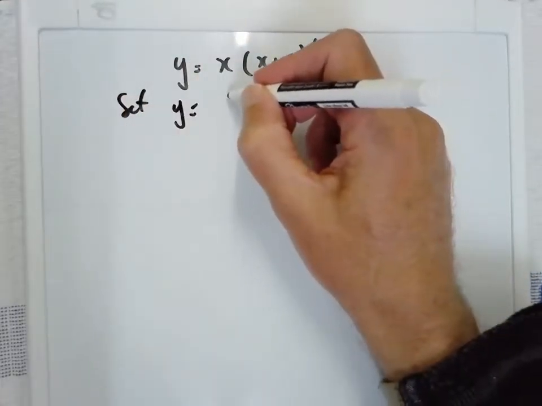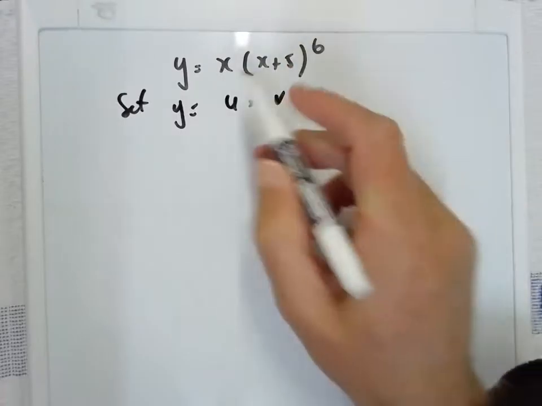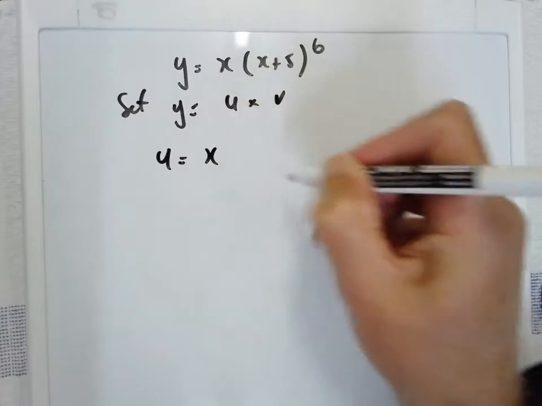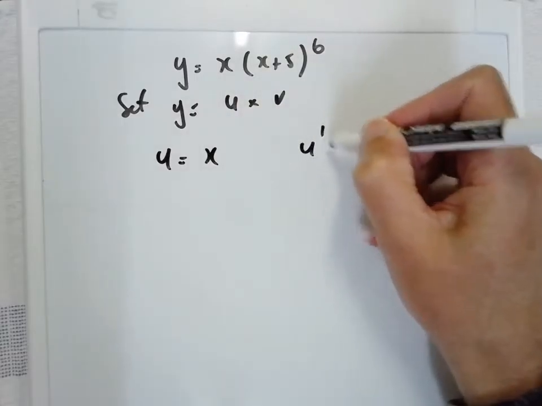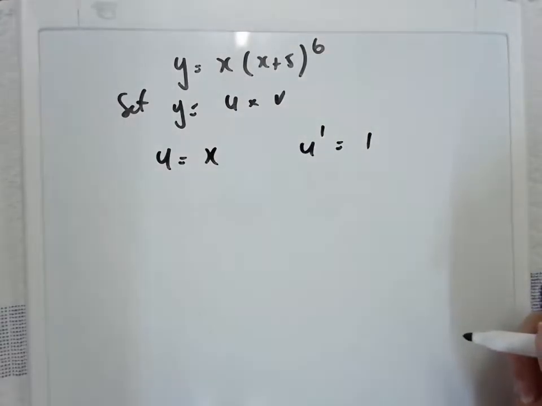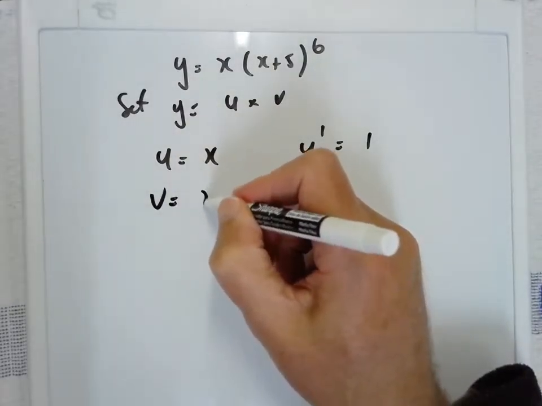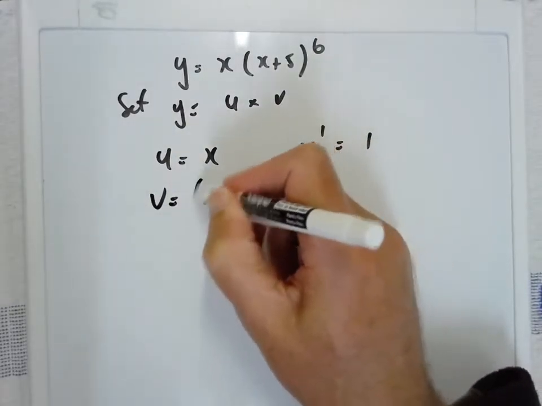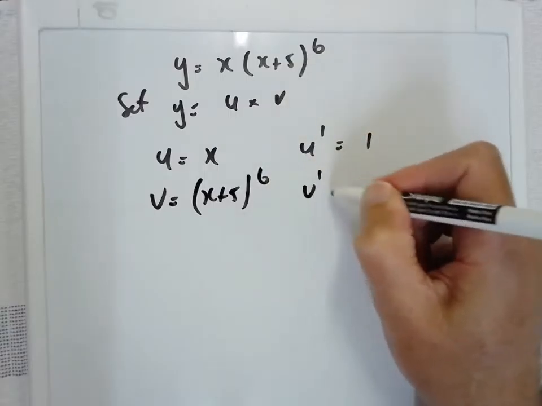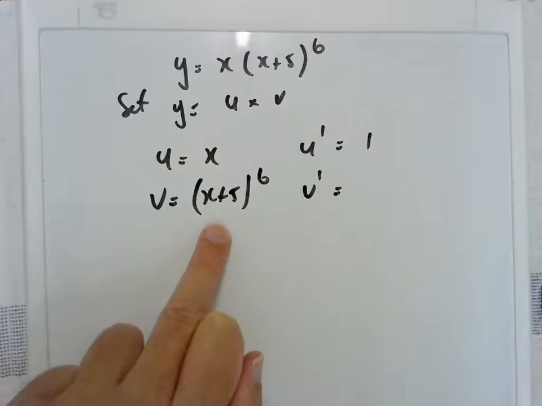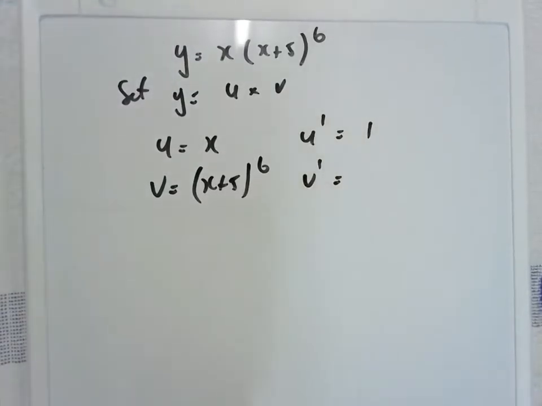set y equal to u times v. Now, u equals x. So if u equals x, u dash equals 1. That's a nice and easy one. So v equals (x plus 5) to the 6. We'd really like just to go straight to our answer here, but that is a chain rule.